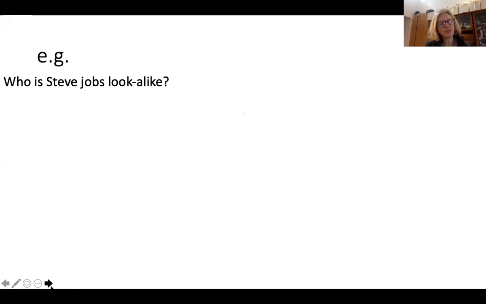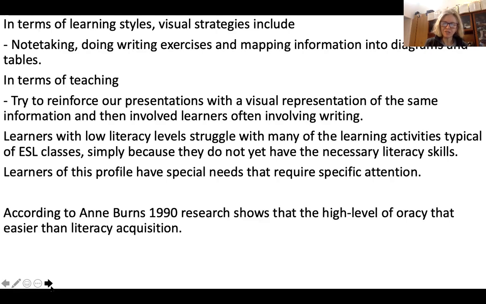This is an example. So if I say Steve Jobs lookalike is Dan Lyons, and then I don't show you a picture, then maybe you're less likely to remember. These are different strategies we can use to improve learning styles. So we can teach them how to note take, write exercises for each other, questions for each other, mapping what they've found out.